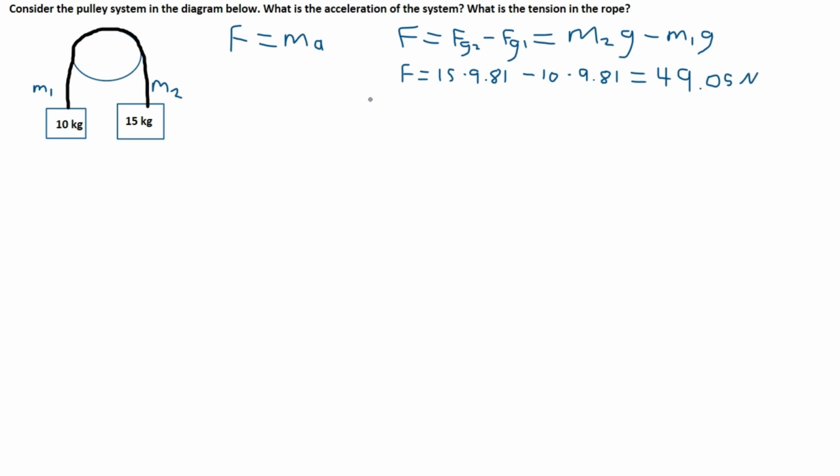Now to find the net mass of the system, we just need to add the masses together. So this will be mass 2 plus mass 1, which is equal to 10 kilograms plus 15 kilograms, which equals 25 kilograms.